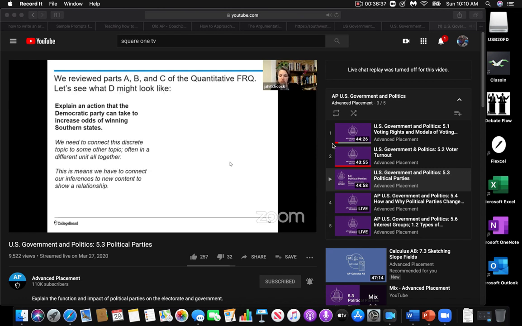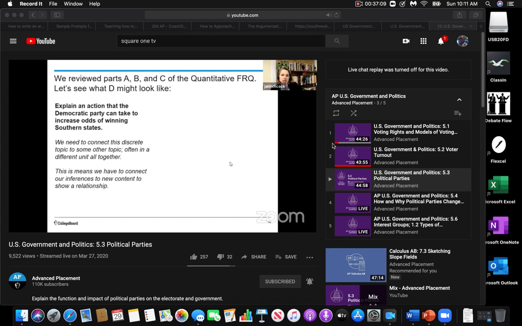So let's try this with an FRQ. Our first one, we're just going to look at D, right? We've already done A and B, and I lied to you, we didn't do C. Oops, I'm sorry. All right, we're explaining an action the Democratic Party can take to increase the odds of winning Southern states. So our D point here is we have to take what we've assumed to be true based on the data, our drawing of conclusions, and now we have to pull in some new content and connect it, right?